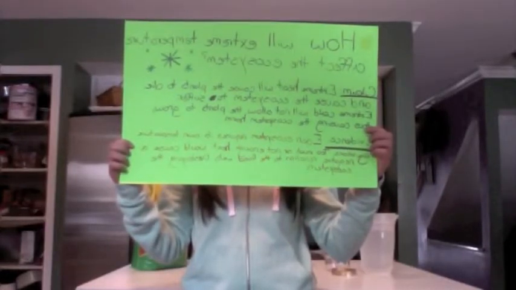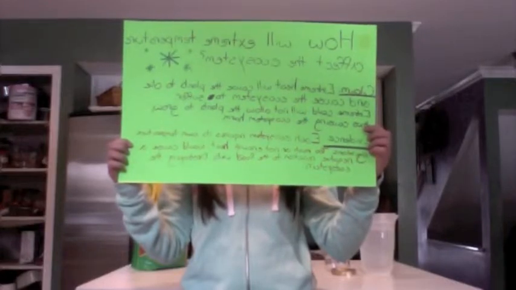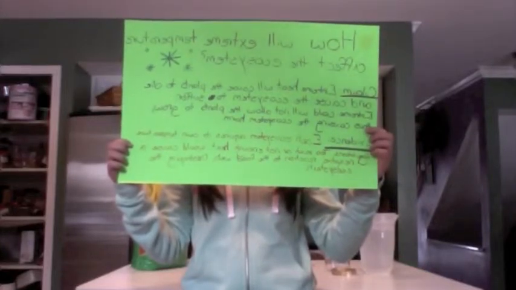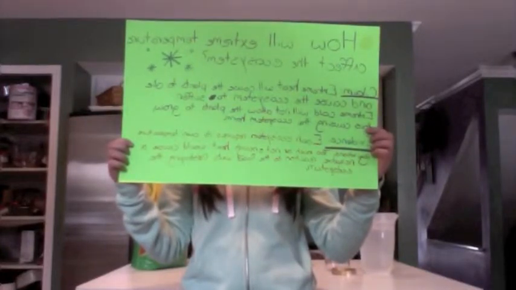My inquiry is, how will extreme temperature affect the ecosystem? And my claim is, extreme heat will cause the plant to die and cause the ecosystem to suffer. Extreme cold will not allow the plants to grow, thus causing the ecosystem harm.